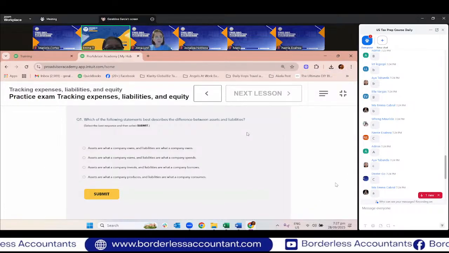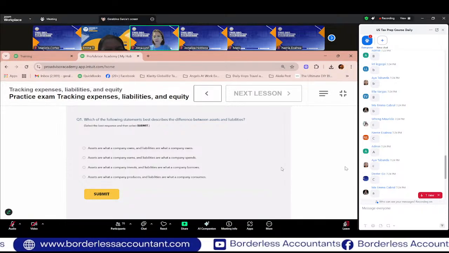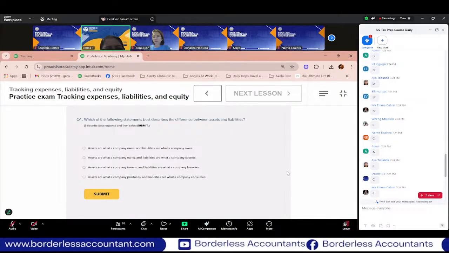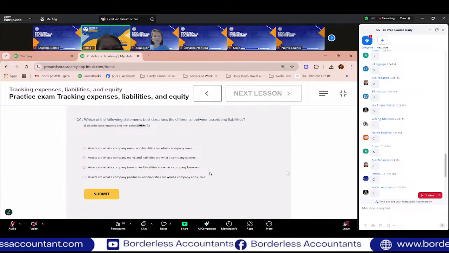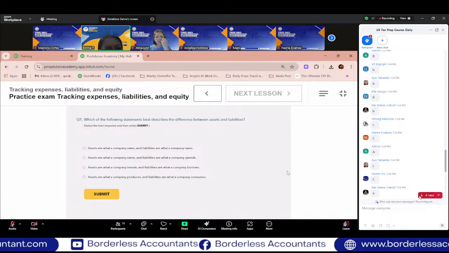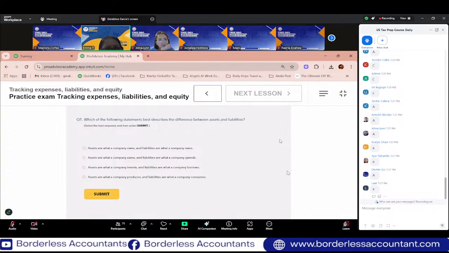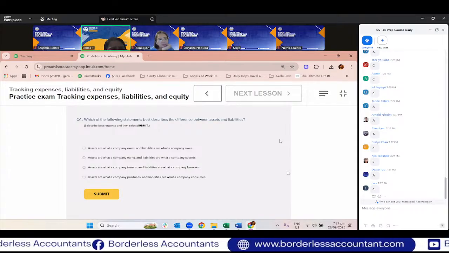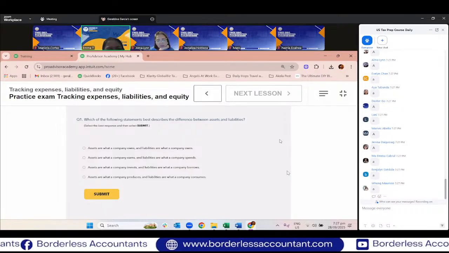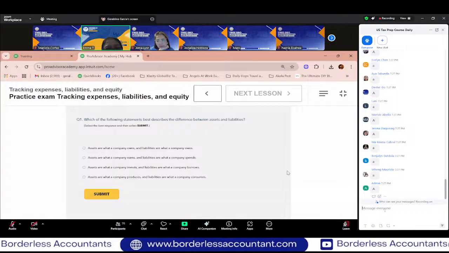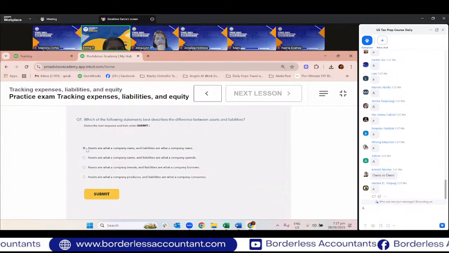Question number one. Which of the following statements best describes the difference between assets and liabilities? Select the best appropriate response and select submit. A, assets are what the company owns and liabilities are what the company owes. So I think that this already fits the definition.